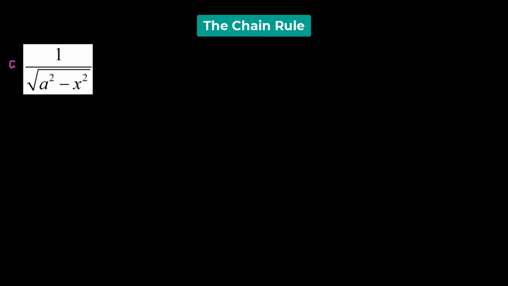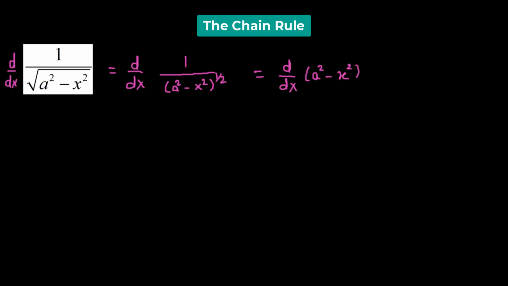Let's move on to the next question. We need to find the derivative of the given function by applying the chain rule. Before that, we are going to simplify the given expression. So we have the derivative of 1 over the square root, which can be converted to radical form. So we have (a squared minus x squared) raised to the power of half. Now we're going to take it to the numerator, so that should give us the derivative of (a squared minus x squared) raised to the power of negative half.